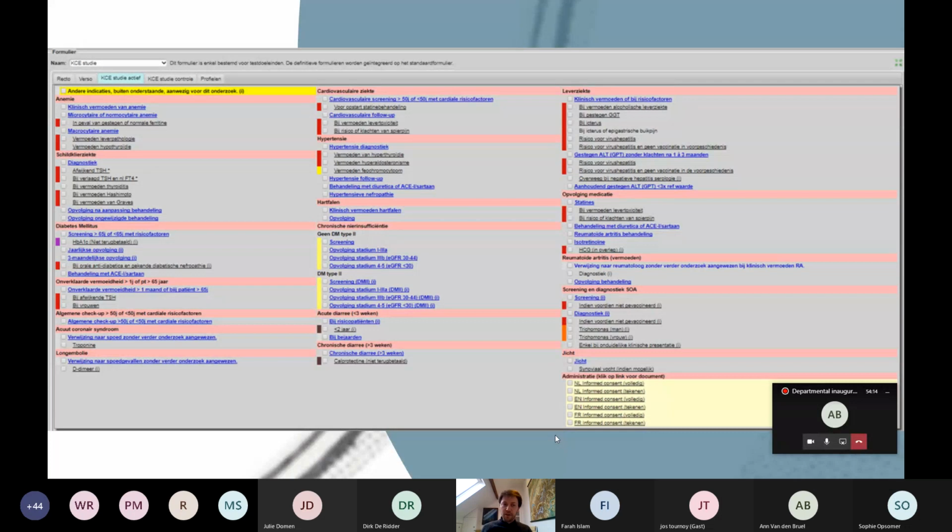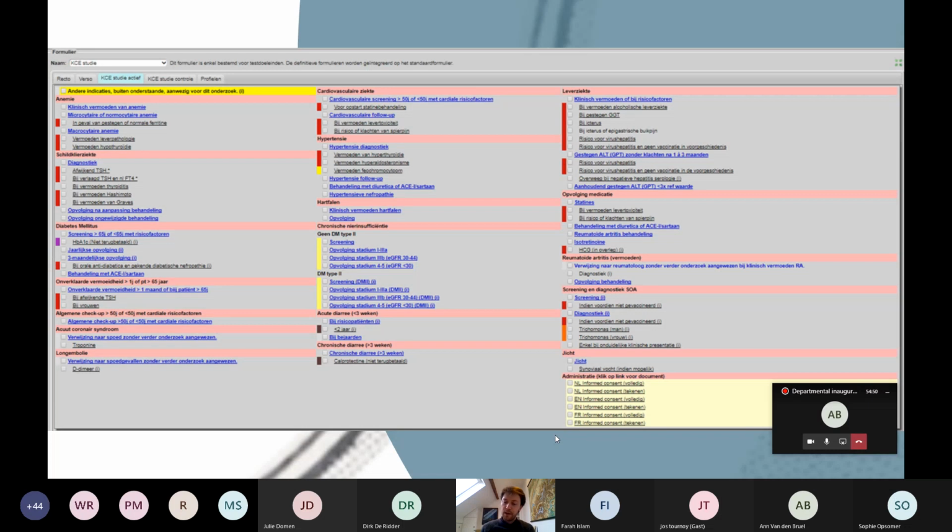Rather than ordering tests, the decision support queries you: what is the reason why you're ordering tests? What are the indications, and what are the conditions or complaints that the patient is presenting with that has prompted you to order lab tests? And based on the information entered in the computerized physician order entry, the decision support service suggests a series of tests based on a knowledge base of clinical guidelines that suggest certain tests in certain clinical scenarios.